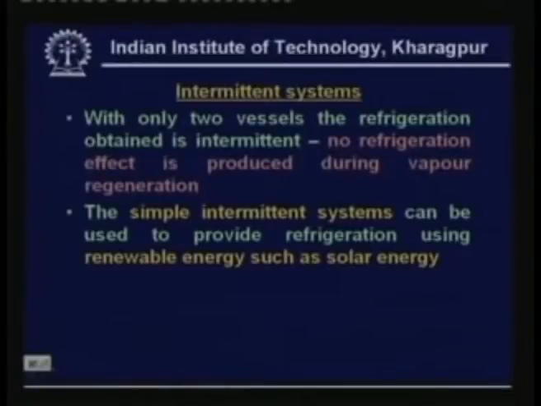For example, you would like to produce refrigeration using solar energy. So, you can have a very simple intermittent system consisting of these two simple vessels, with a valve and connections. What you have to do is, during the daytime when solar energy is available, refrigerant is generated, and it is stored as pure refrigerant.